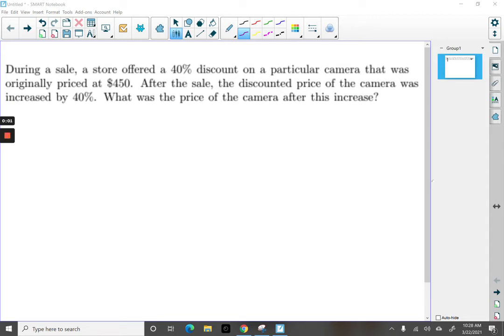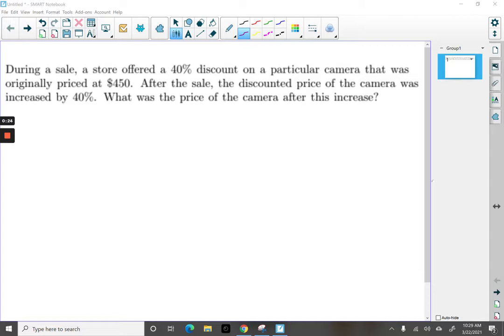Today we're going to be taking a look at a percent problem, but not only a percent problem. We're going to be looking at a word problem that has multiple markups or markdowns inside the problem. And if I read this problem, we'll actually see there's multiple percents taking place.